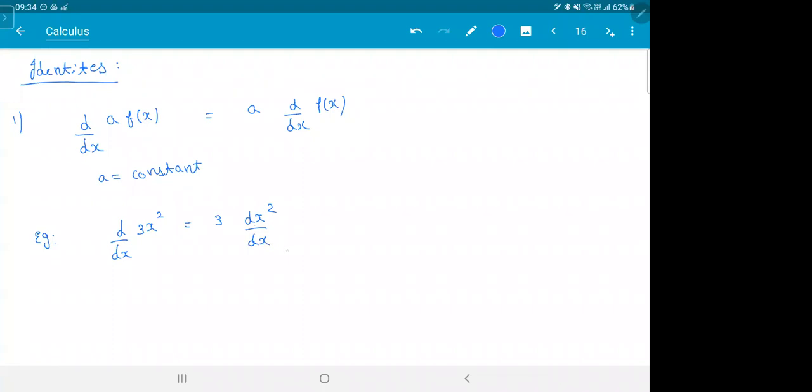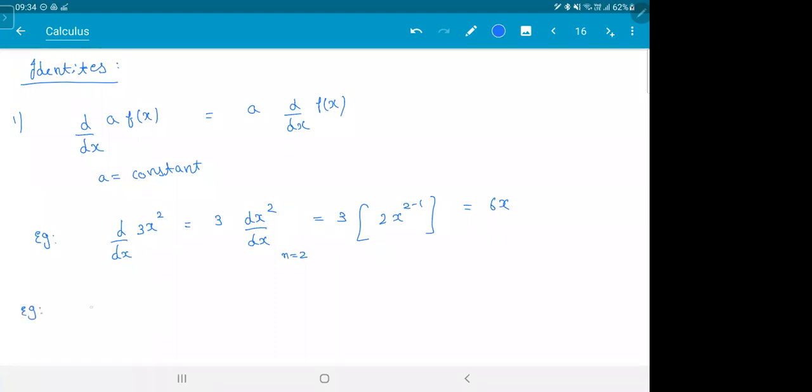This looks like x power n, right? So this looks like x power n where n is equal to 2. So 3 into 2 into x power 2 minus 1, 6x. Are you getting it? So if you have a constant into a function, just push the constant outside.